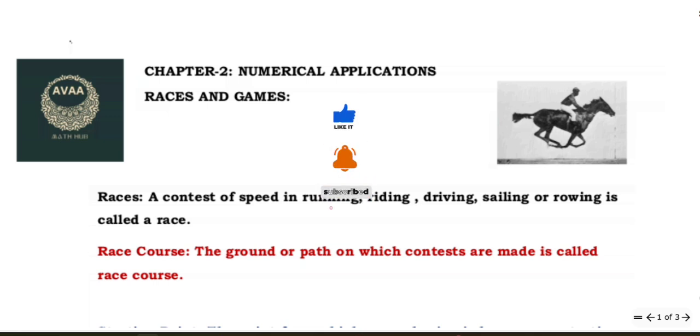In this video, let's discuss the topic races and games from the chapter Numerical Applications. Let's discuss the definitions before getting into the problems, because these definitions will be helpful for us to think about the problems, how to analyze them, and how to do them in a proper way. Let's start. The first definition is races.